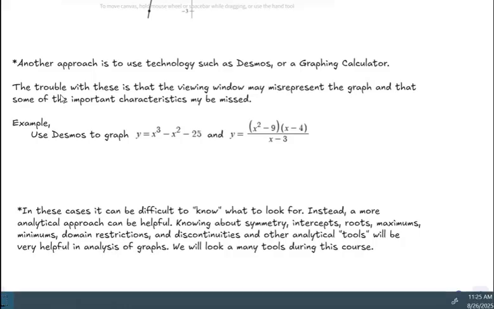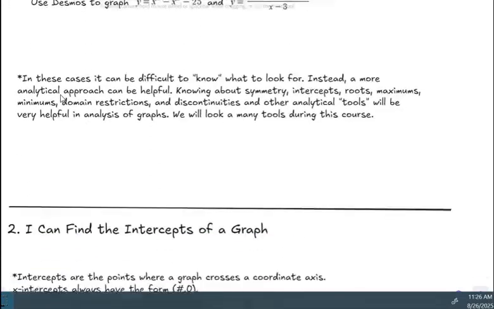So a better approach that's even more helpful is an analytical approach, and this is why knowing about symmetry, intercepts, roots, maxes, and mins, as well as domain, range, domain restrictions, discontinuities, and other analytical tools are going to be very helpful in analysis of graphs. And we're going to look into a lot of these tools during this course.